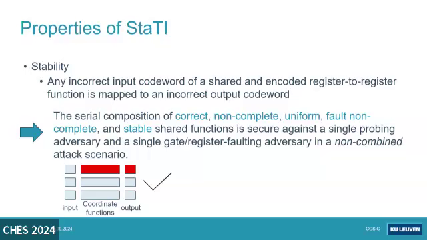We can detect it if this is the last function of the circuit. But if this function is connected to another function, then what happens? So stability says that if the input is faulty, then output is gonna be faulty as well. So now we can detect this as well. So now we know that if a circuit has these properties, then it's secure against single gate register faulting adversary.